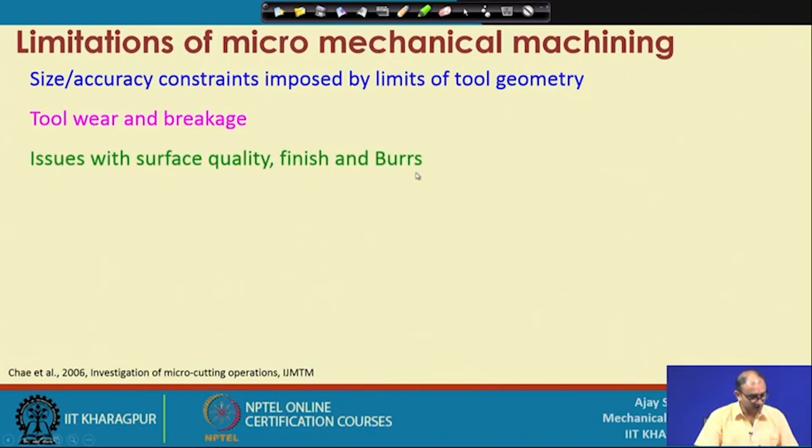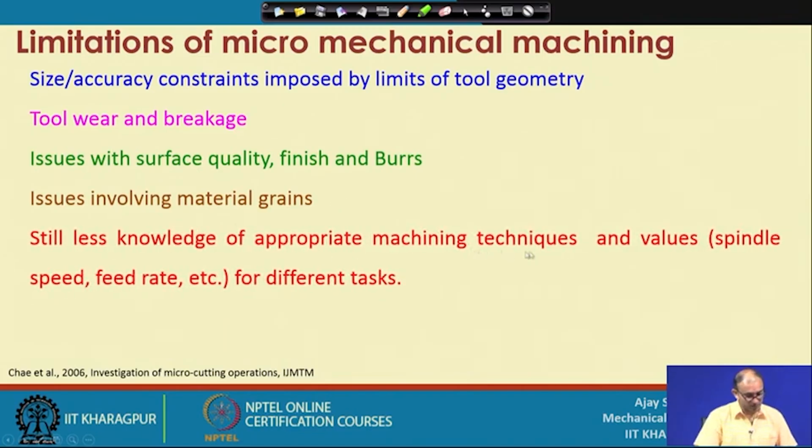There is an issue with surface quality, finish and burrs, because if you get these in the negative direction, then it is very difficult to remove those artifacts at a later stage. Material grains are also important here, related to both sides, not only the workpiece side but the tool side also. There is still less knowledge of appropriate machining conditions and values for different tasks. In conventional machining, there are different design data books available: you select the workpiece and tool material, and there are specific speed, feed and depth of cut calculations available for optimum removal, but that is not available right now in micro machining.